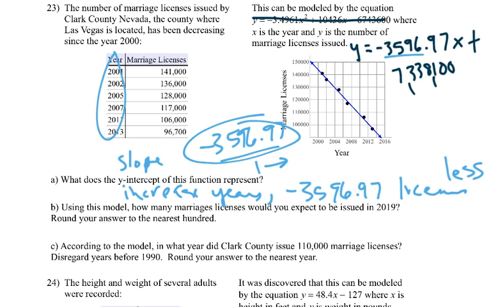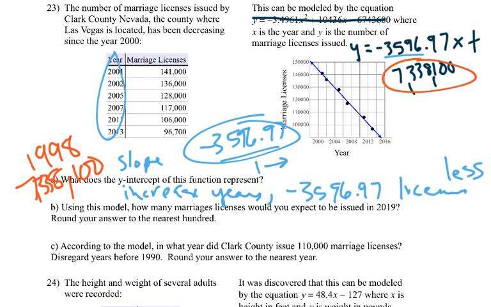Then the y-intercept right here, that would mean, if we started at 2001, going backwards would be 1998, I think. So the y-intercept would be in year 1988, we had 7,338,100 marriage licenses. And that was what the y-intercept would be.